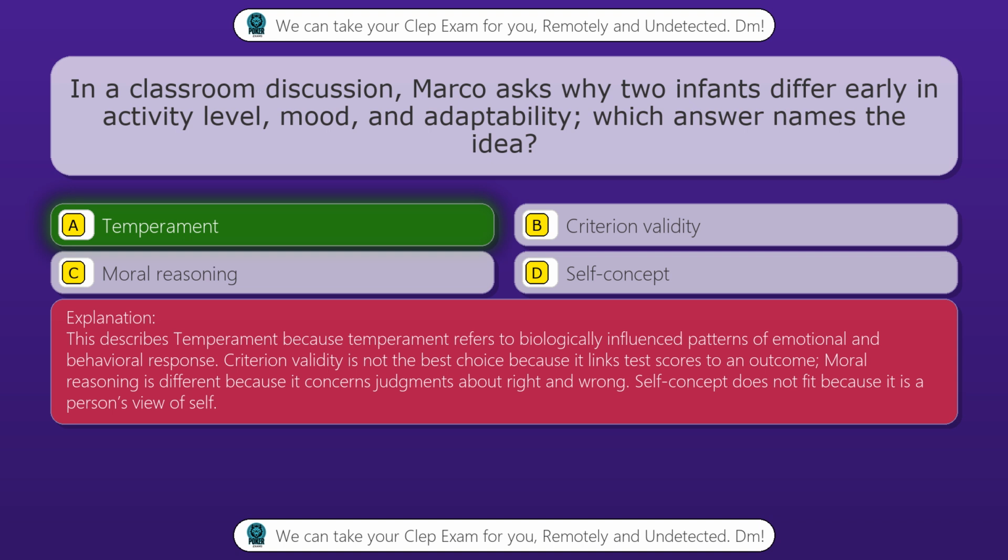Criterion validity is not the best choice because it links test scores to an outcome. Moral reasoning is different because it concerns judgments about right and wrong. Self-concept does not fit because it is a person's view of self.